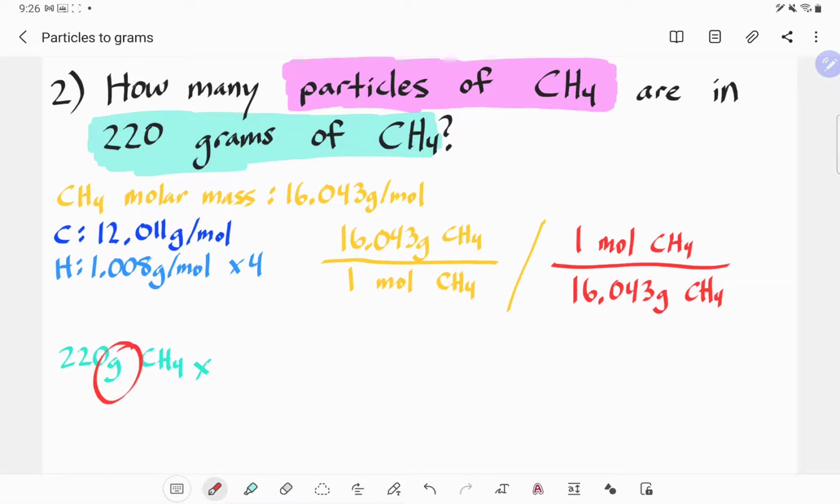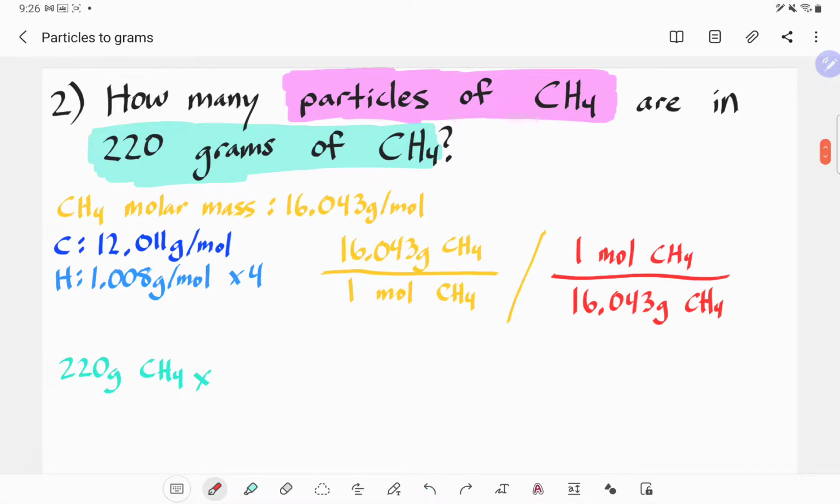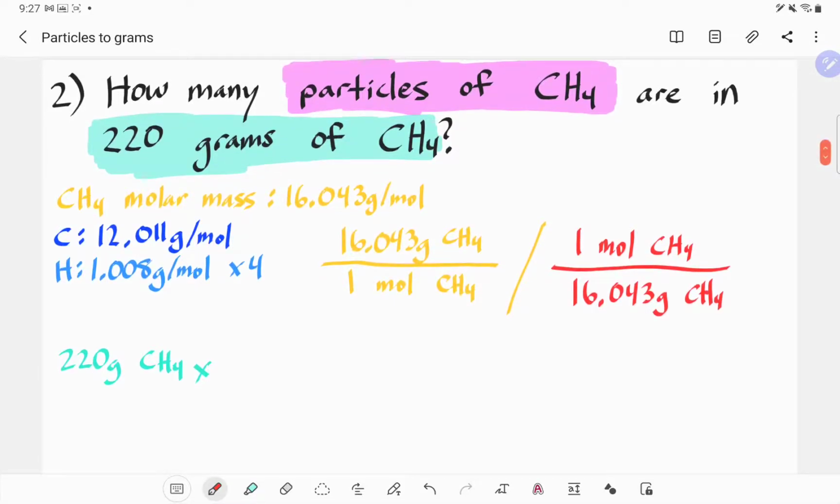Given that we have grams in the numerator with what we're starting with, and we don't want grams in the final answer, we want particles, we are going to want to cancel out the unit of grams. So we're going to go with the one that has grams on the bottom, which is the one on the right. So there's 1 mole of CH4 for every 16.043 grams of CH4, and that will help us cancel the unit of grams. So grams can cancel.